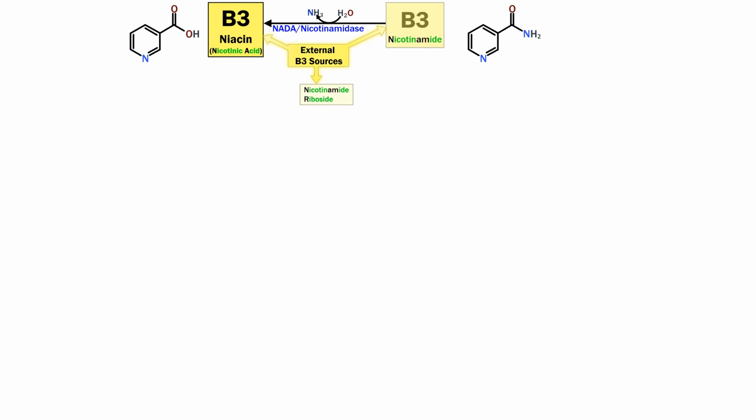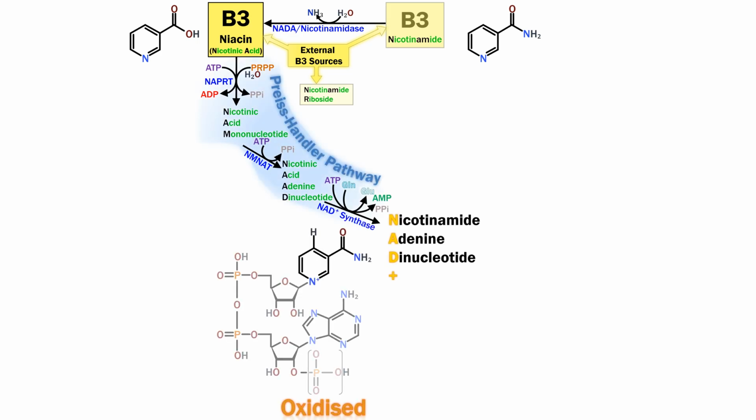As you can see, they have very similar chemical structures, and nicotinamide can be converted to niacin. Nicotinamide riboside is another exogenous form that can be used. Niacin is metabolized using two intermediates, nicotinamide adenine dinucleotide. This is known as the Preiss-Handler pathway.